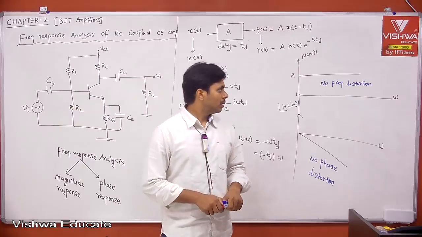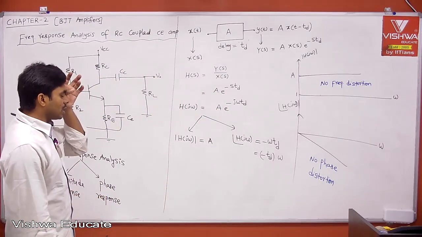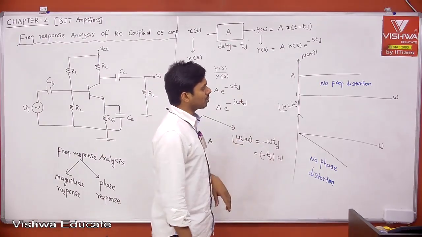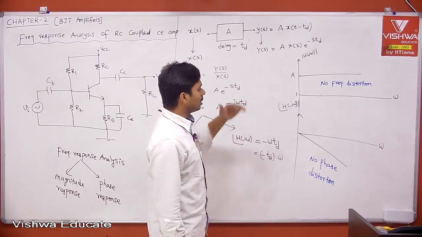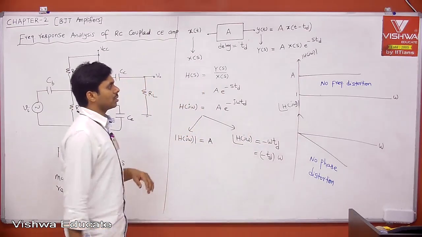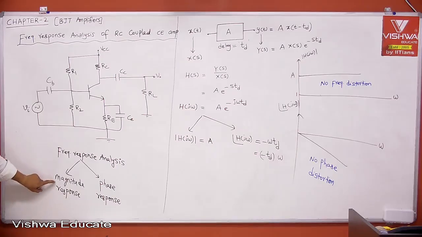Welcome back. In the last session we have seen, for a distortionless system, what the magnitude response and the phase response should be. The magnitude response should be flat and the phase response should be linear, then only we will say there is no distortion. And if you take an RC coupled CE amplifier, let's see what the magnitude response is.